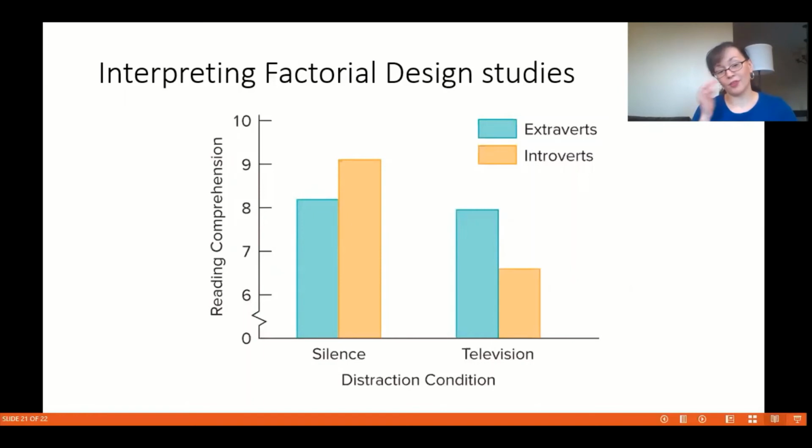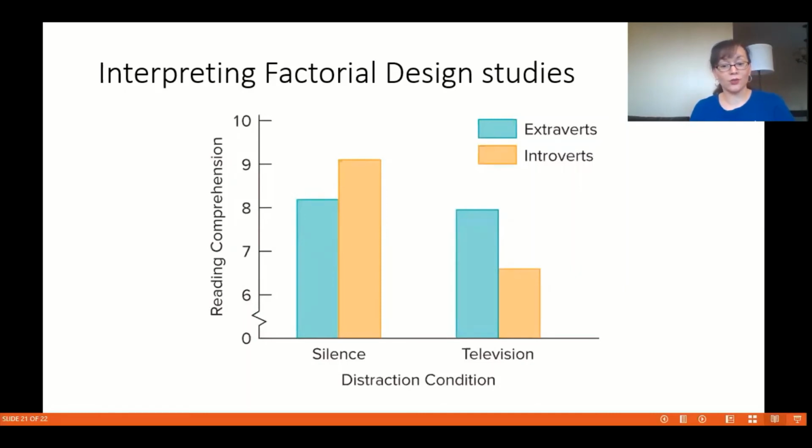Participants are reading something, and we're looking to see how much they comprehend in each of these situations. But we also have some participant information, one of these participant variables: whether people are an extrovert or an introvert. And we've thrown this variable into the mix. So we have 2 different variables here.